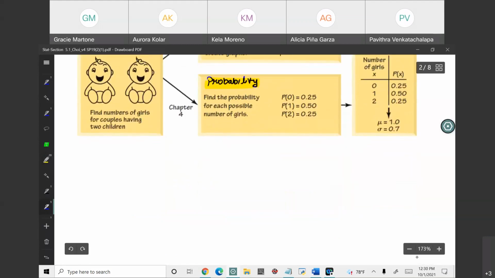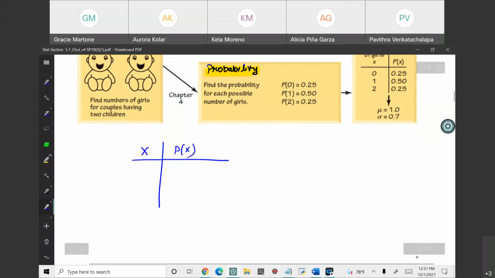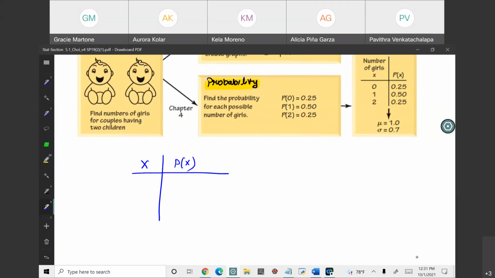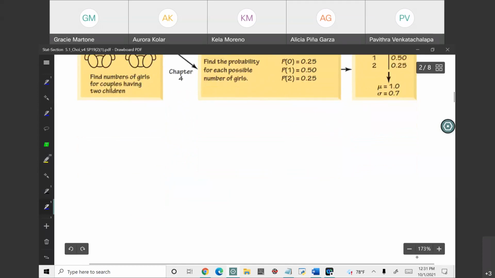Now we know that a frequency distribution looks something like this: X, F. So this was the frequency distribution. Now, what does a probability distribution table look like? Scratch off this F, and instead of that we have probability. That's the only difference. So it is a combination of the frequency distribution table with probability. You will be replacing frequency with P of X. That's all. Okay, so I will not go much into this.